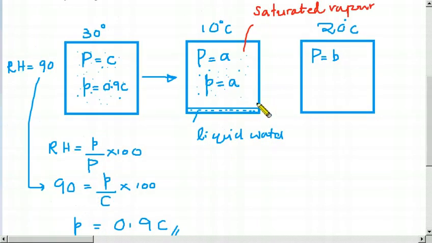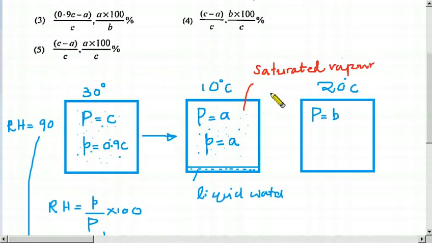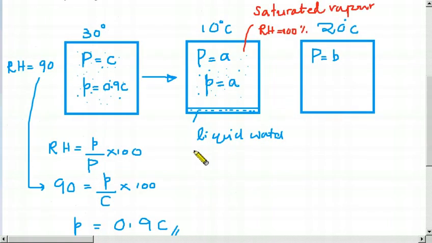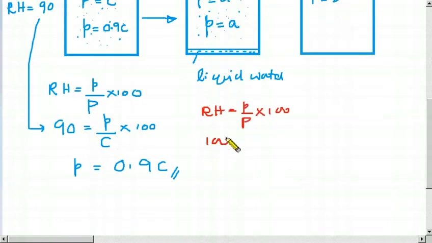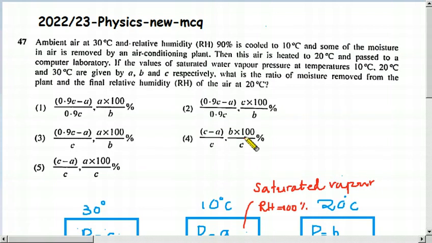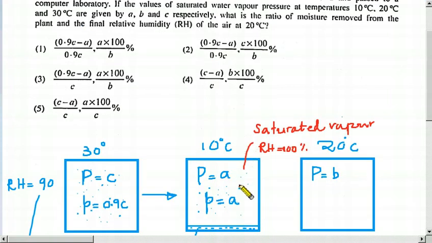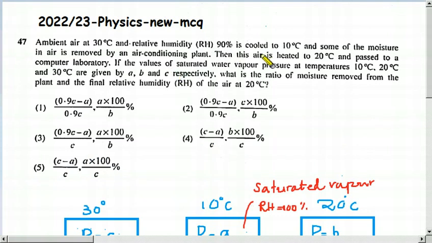Or you can write on the other hand like this. If the room is saturated, the relative humidity we can write as 100%. Relative humidity is 100%. So using this equation, that way also you can calculate, but in short form you can take like this. So relative humidity is 100 here, because they don't say that. We have to use our common sense to identify that, because they say some of the moisture in the air is removed.